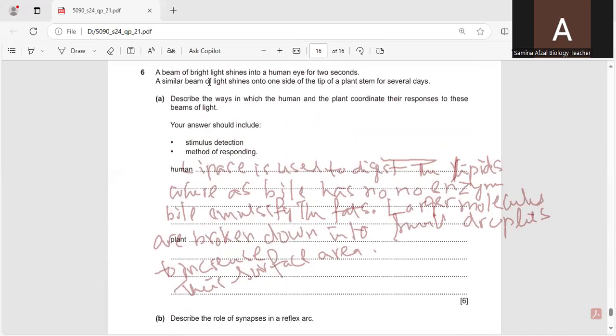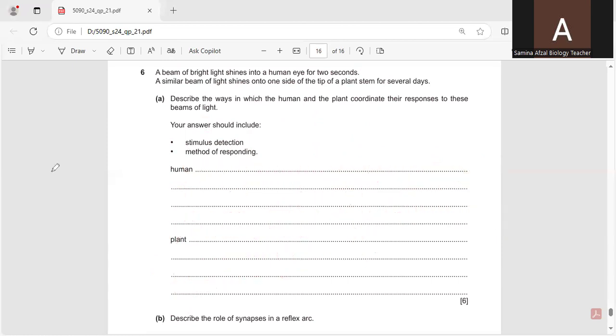Now, question number 6. A beam of bright light shines into a human eye for 2 seconds. A similar beam of light shines onto one side of the tip of a plant stem for several days. Describe the ways in which the human and the plant coordinate their responses to the beam of light. Your answer should include stimulus detection and the method of responding. So first of all, we will discuss the human.